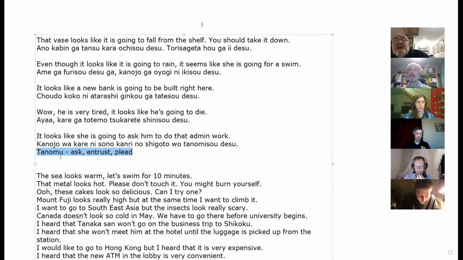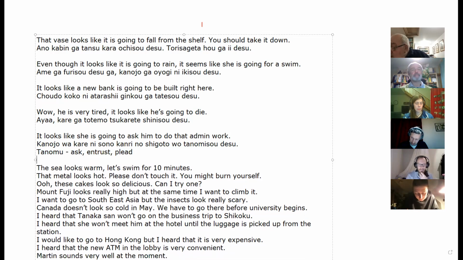This is a very good verb, guys. Tanomu. If you ask somebody or plead or entrust somebody else to do some work on your behalf, you say tanomimasu, tanomu. It's a very commonly used verb.